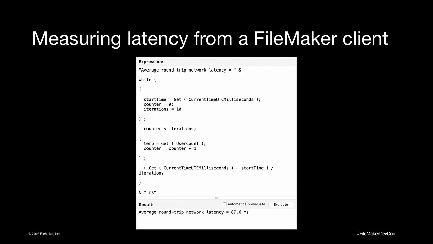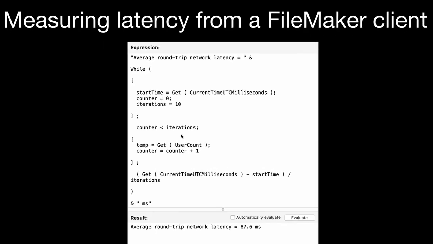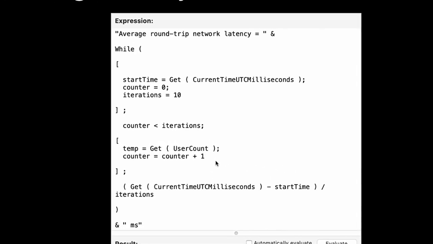So if you want to measure the latency from a FileMaker client, I don't know if this is going to be very readable. Let me see if I can zoom in a little bit. But here's a quick calculation that you can use, using the While function, to calculate the latency between a client and a server from any FileMaker calculation.